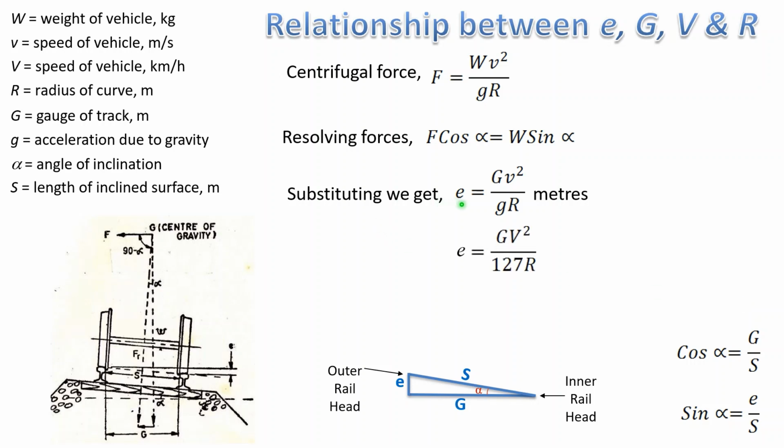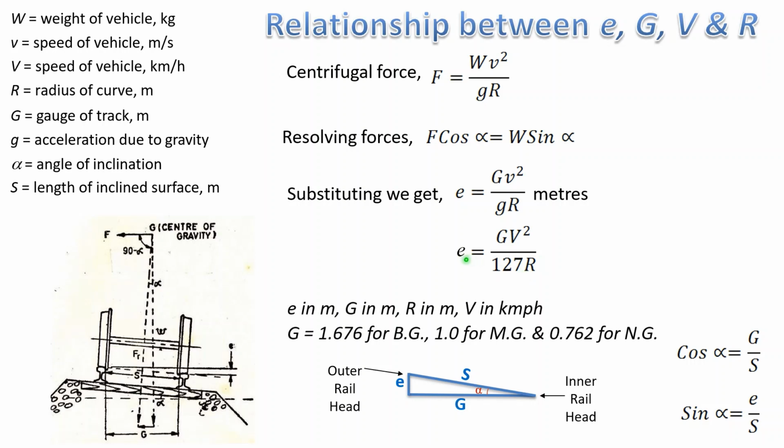Or when substituting g to be 9.81, and also converting v, which is in meters per second, to kilometers per hour, finally we get the equation for super elevation to be E equals GV square by 127R, where E is in meters, the gauge is also in meters, the radius is in meters, whereas V is in kilometers per hour.